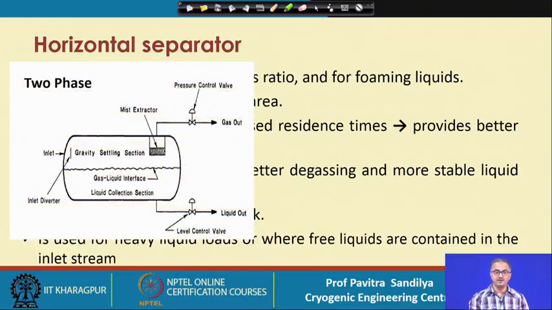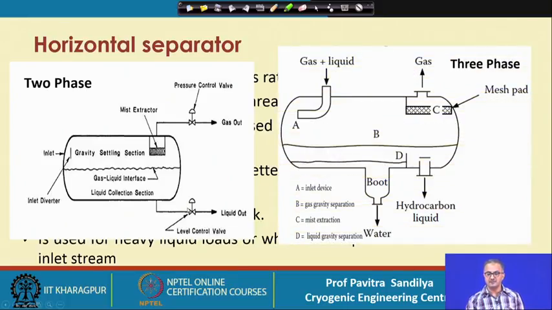So here we have the two-phase horizontal separator. Again we find the inlet is coming here. Here it is the very large surface area, and then this gas is going out through a mist extractor. Here we have the pressure control valve, and the liquid is coming out from the bottom, and we have the level control valve. And here we have a three-phase separator.